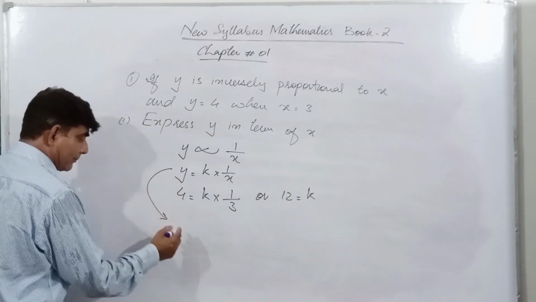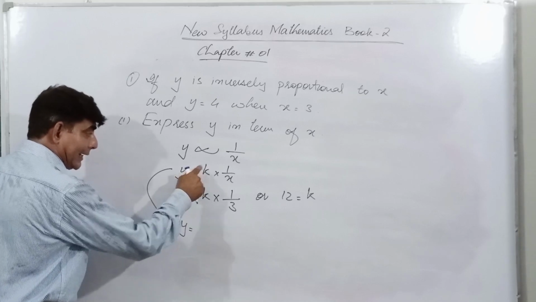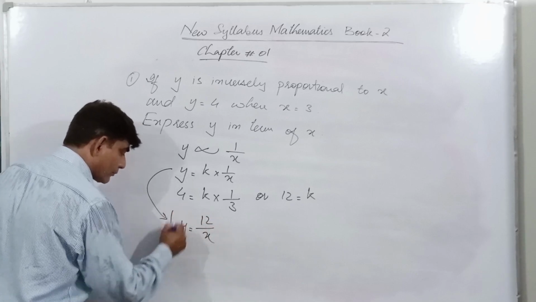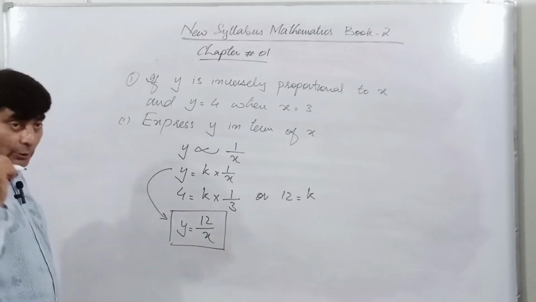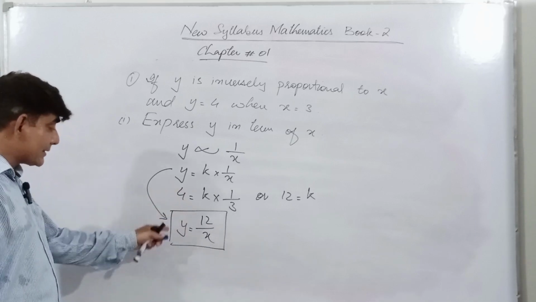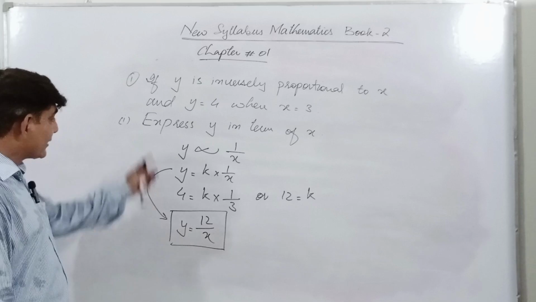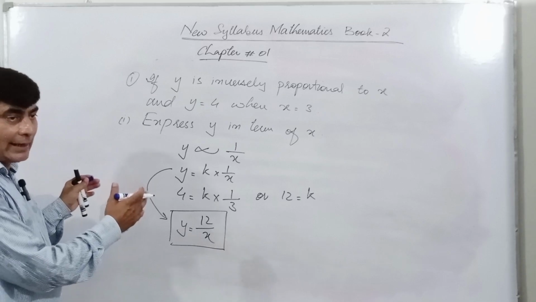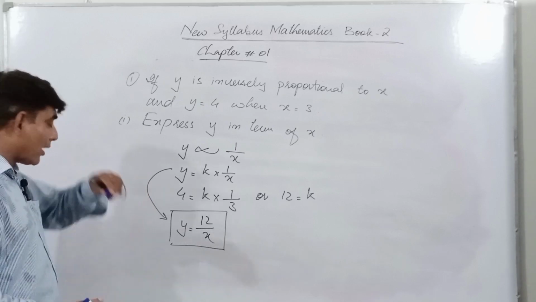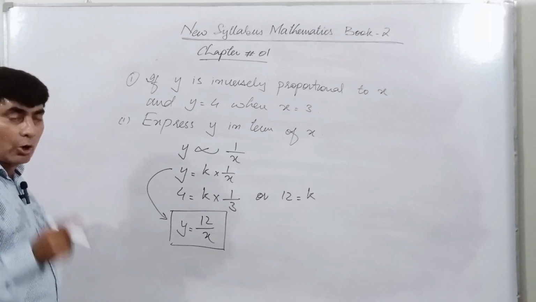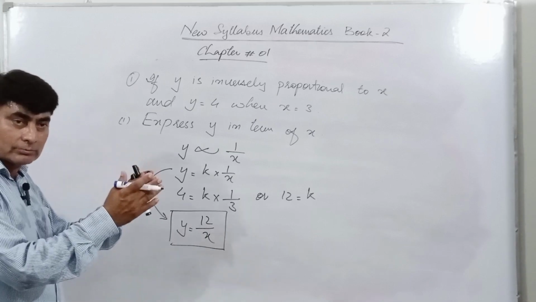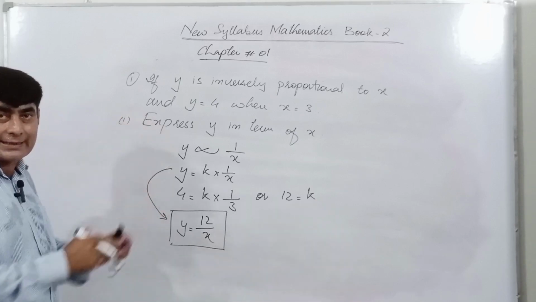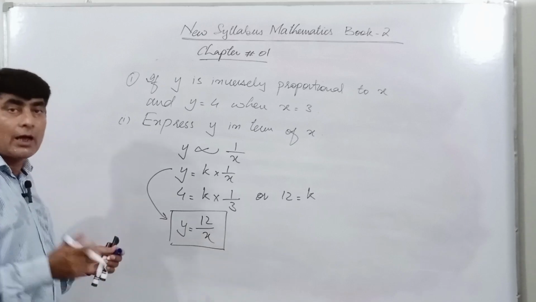Now put this value over here. y is equal to k, k is 12, so y equals 12 upon x. Now this is an equation connecting x and y. This is the relation between x and y, or y expressed in terms of x. So y equal to 12 upon x. This is the first part, and we have made a relation between x and y. Now if we are given some point on the x-axis, we are able to find the related point on the y-axis. If we are given a point on the y-axis, we are able to find the related point along the x-axis.